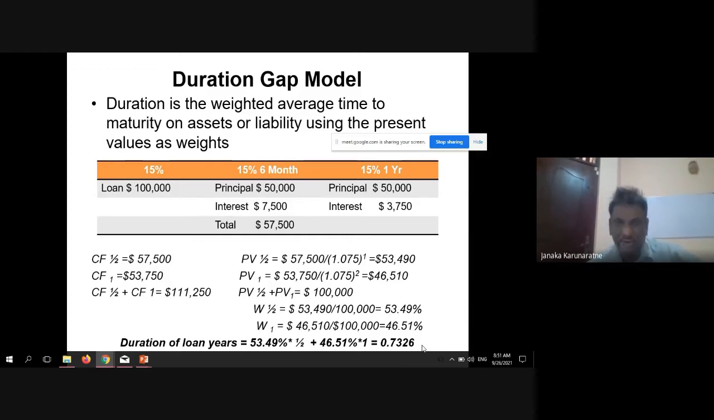We will move on and we will learn the theory, real theory. So this is a very simple example to start with, the concept of duration.